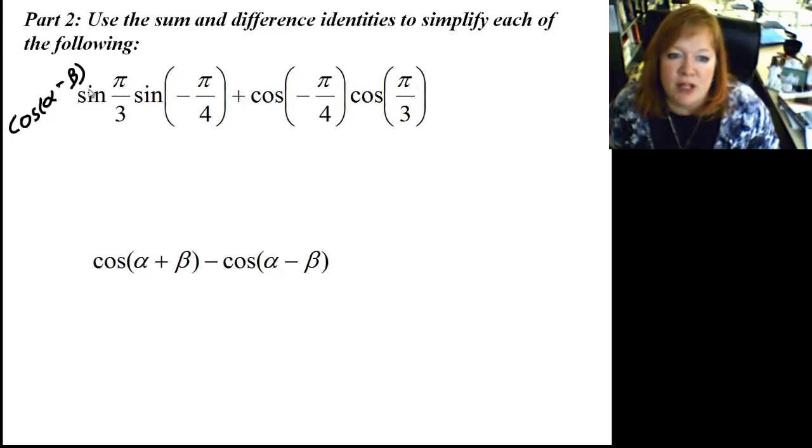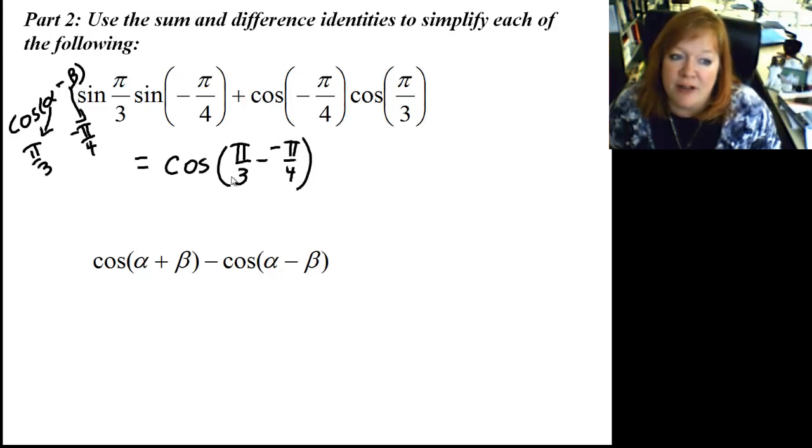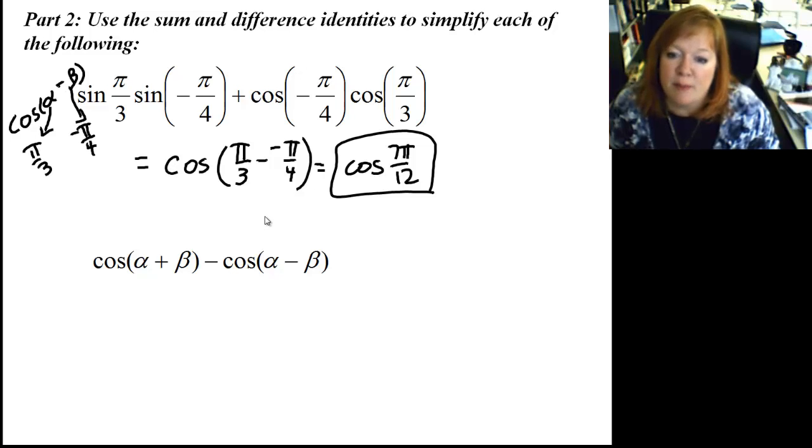And you just have to decide which is the alpha, which is the beta. Well, you got pi over 3 and you got negative pi over 4. Those are the two angle measures. So you end up with pi over 3 as your alpha, and your beta is going to be negative pi over 4. So all you have to do is put those together. So you're going to have cosine of pi over 3 minus negative pi over 4, which ends up to be cosine of 7 pi over 12. You just simplify those fractions in there.